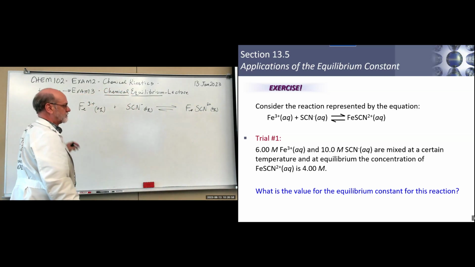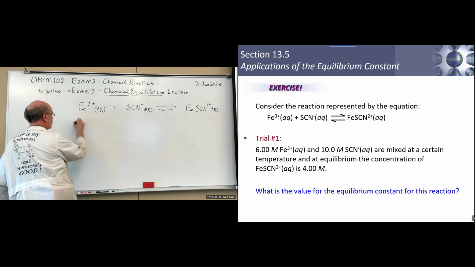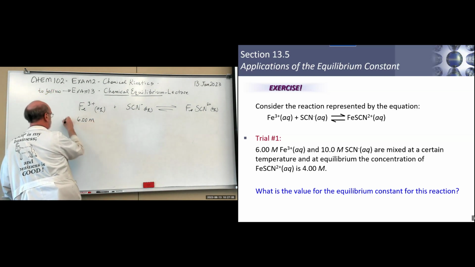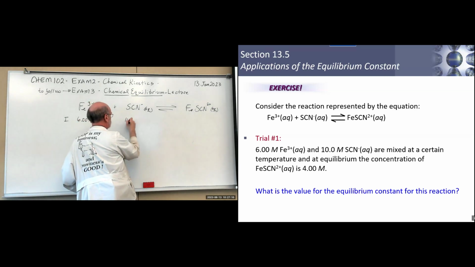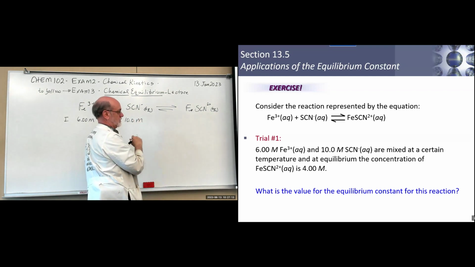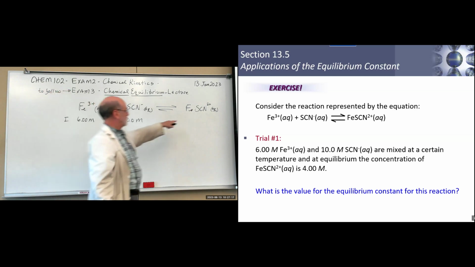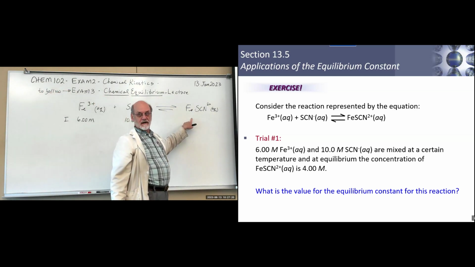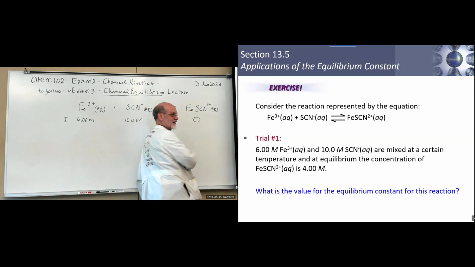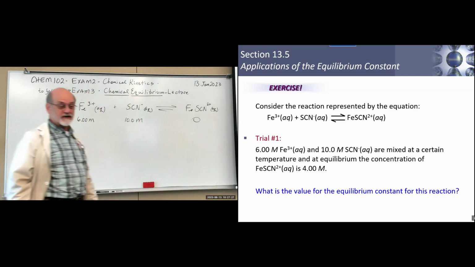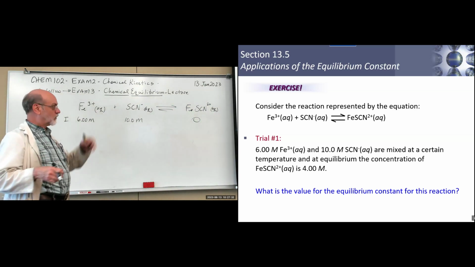Okay, here's our balanced equation, right? So what are we given? Well, initial concentration is what? 6 molar for this one, right? That's initial. And thiocyanate is 10 molar, initial. Those are mixed together at a given temperature. What's this one initially? It's not a trick question. It's 0, right? You had no product initially. It's like our initial rates. You don't have any product yet.